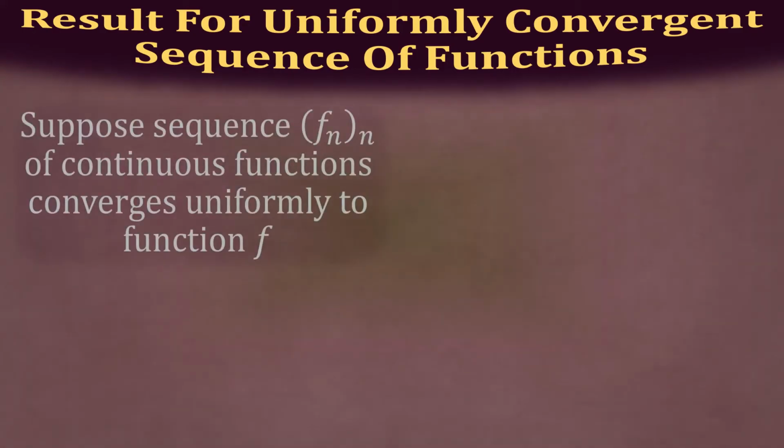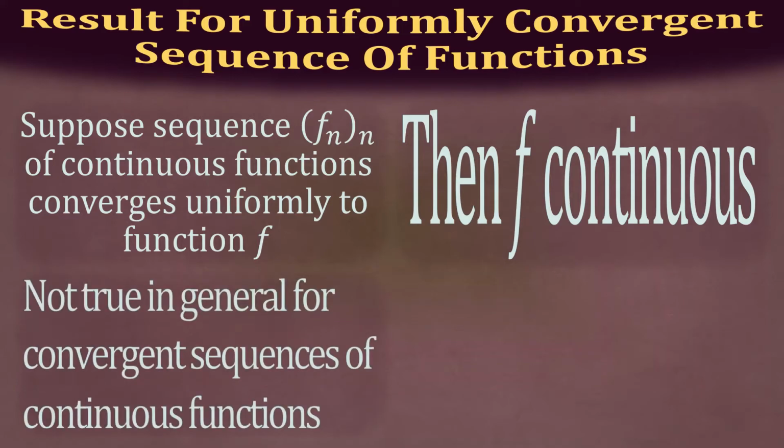Now, let's give a result for uniformly convergent sequences of functions. Suppose that a sequence f_n of continuous functions converges uniformly to a function f, then f is continuous. This theorem is not true in general for pointwise convergent sequences of continuous functions.